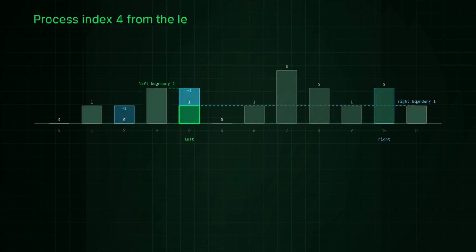Left is at index 4, height 1, and right is at index 10, height 2. 1 is no taller than 2, so process the left index. Update left max from 2 to maximum of 2 and 1, which is 2. The boundary is 2 and the bar height is 1, so index 4 traps 1. Add 1 to the total. 1 plus 1 equals 2. Finalize index 4, then move left inward to index 5.